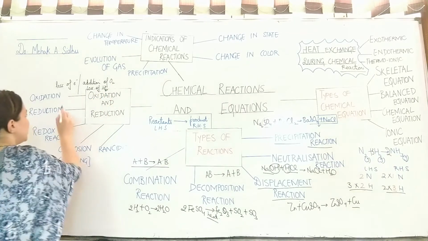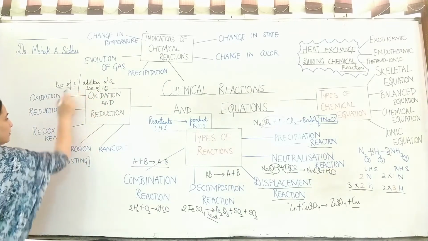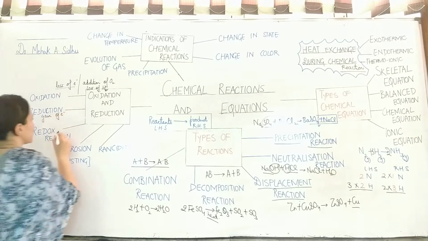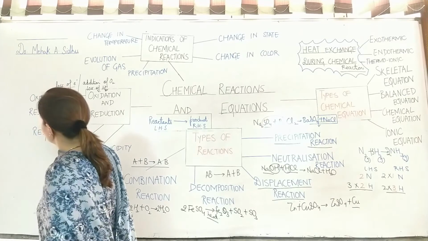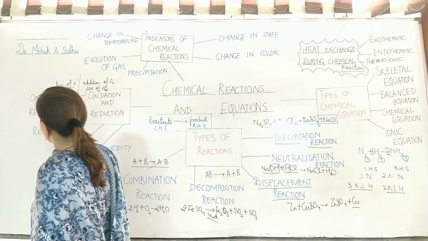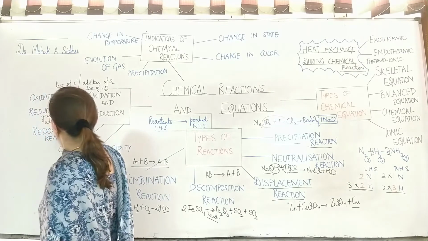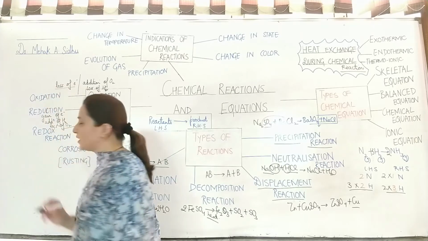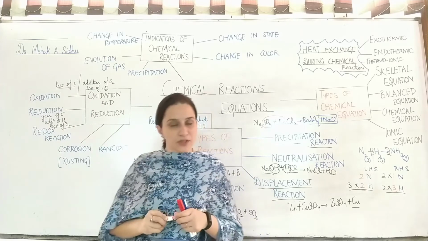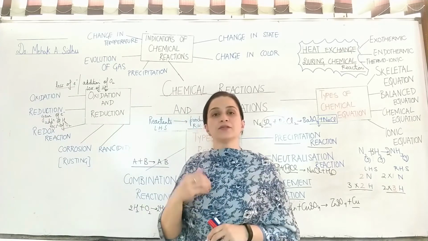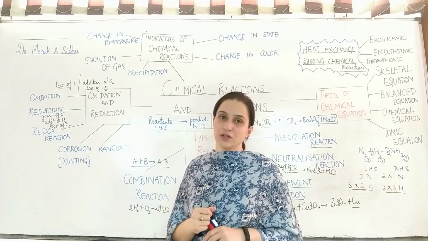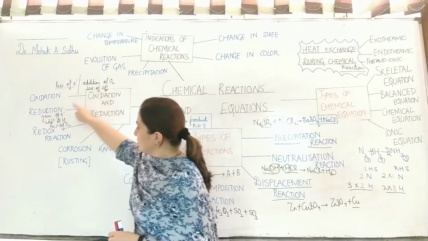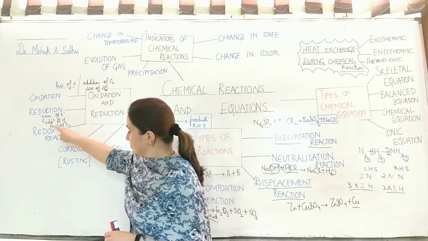In reduction it is opposite. Now we have gain of electrons, addition of hydrogen, and loss of oxygen. So they both are opposite to each other. In case of oxidation, there is addition of oxygen. In case of reduction, there is removal of oxygen. Or in case of oxidation, there is loss and removal of hydrogen, but in case of reduction, there is addition of hydrogen.